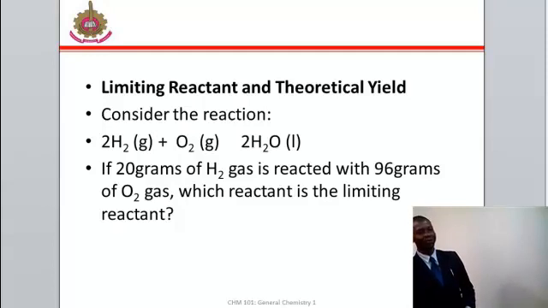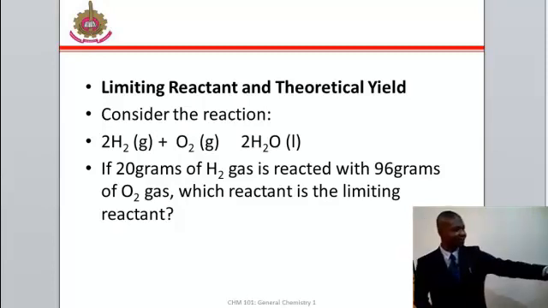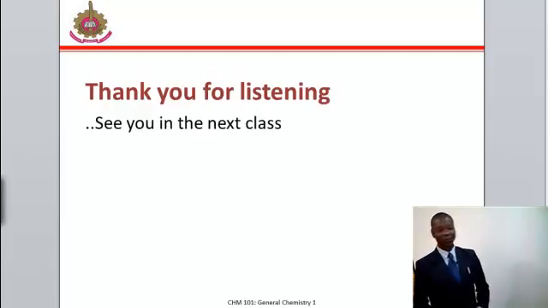The grams of water that will be formed will be 96 grams of O2 times 1 mole of O2 over 32 grams of O2, times 2 moles of H2O over 1 mole of O2, times 18 grams of water over 1 mole of water. When we do the calculation, it comes to 108 grams. So more water is formed from 20 grams of H2 than from 96 grams of O2. Therefore, oxygen is the limiting reactant. So thank you for listening.